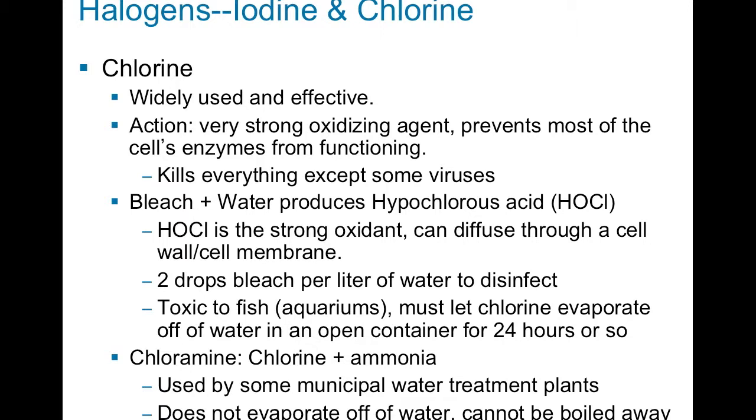All right, so these are the halogens, iodine and chlorine. Very effective, very good disinfectants, and iodine is also a good antiseptic. You don't want to use chlorine as an antiseptic because it is really toxic to all cells, not just microbes, but also human cells and other eukaryotic cells as well.